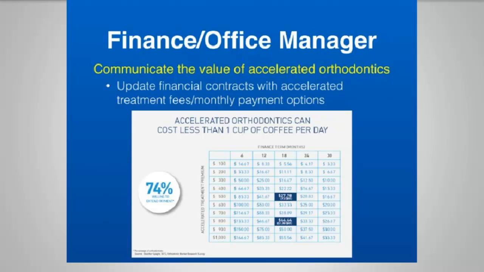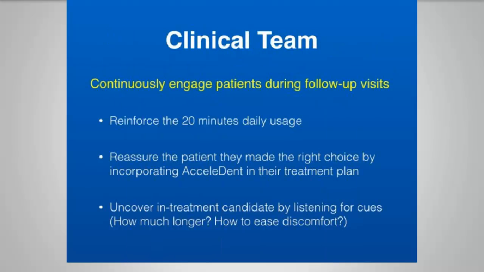So we're communicating the value to our patients, and we're talking to them. Now we come to the point where we go, okay, now we have the financial part of it. The financial contracts need to include the accelerated treatment fees and monthly payments. 74% are willing to extend treatment times just to add the Excelodent to the treatment. And that's not that much more money or time for their payments.